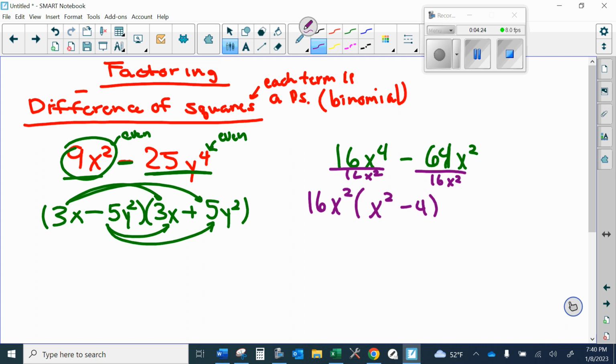Okay, so I factored out the GCF. That was step one. Factor out GCF. Remember, there was no step one on the other one. There was no GCF to take out. Step two, factor what's left if possible. That means inside parentheses.